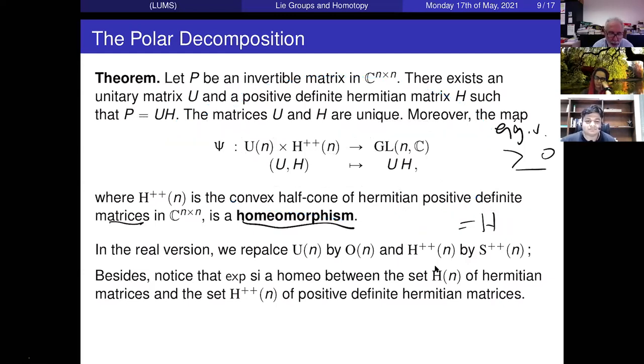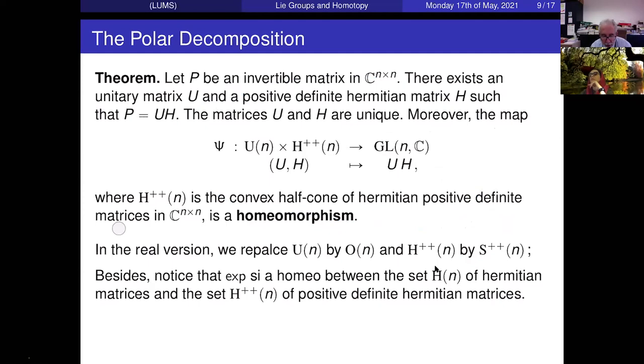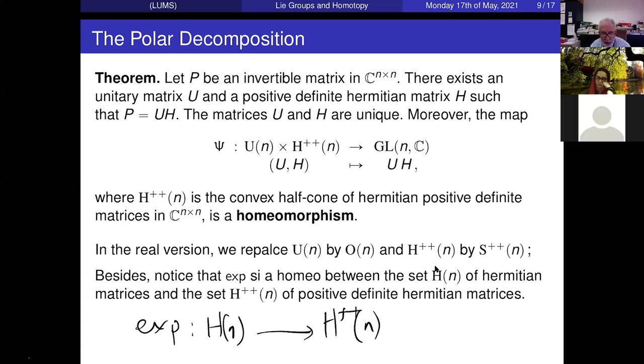Okay, there is a real version of this polar decomposition: UN is replaced by ON, and H++ is replaced by the set of symmetric positive definite matrices. A very important fact is that the exponential going from the set of Hermitian matrices to the set of positive definite Hermitian matrices is a homeomorphism.